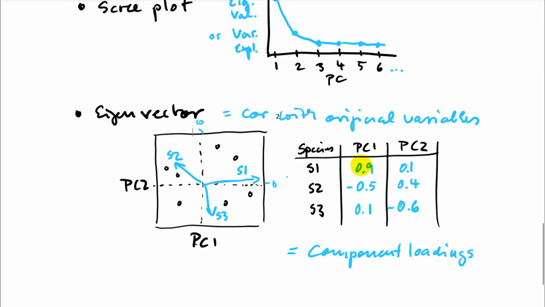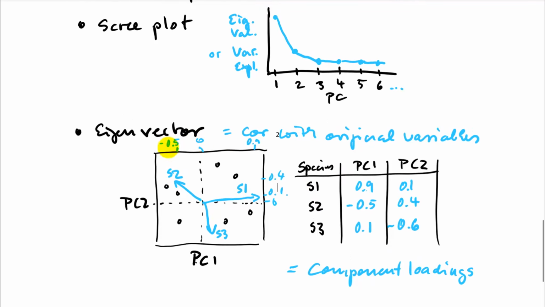And so if I look at my first principal component loading, 0.9 and 0.1, the 0.9 would sit here and the 0.1 would sit there. So that is the tip of this arrow here. And then I can do the next one here, -0.5 and 0.4. So my first component here will be minus 0.5, and here it's going to be 0.4. So those are the coordinates for the tip of the second component and so on. So that's another way to express this.